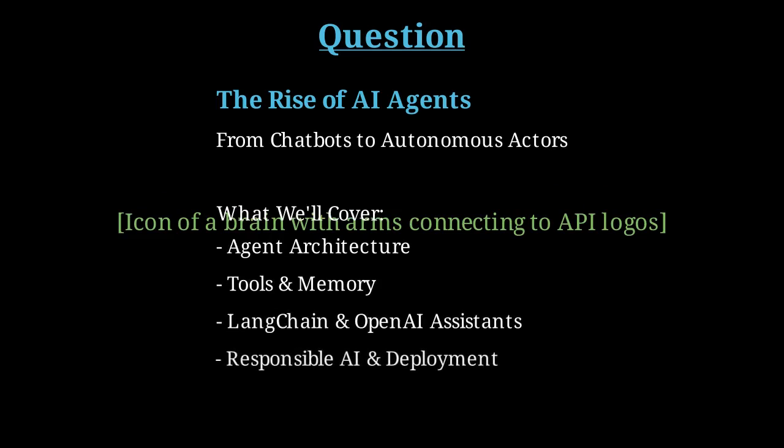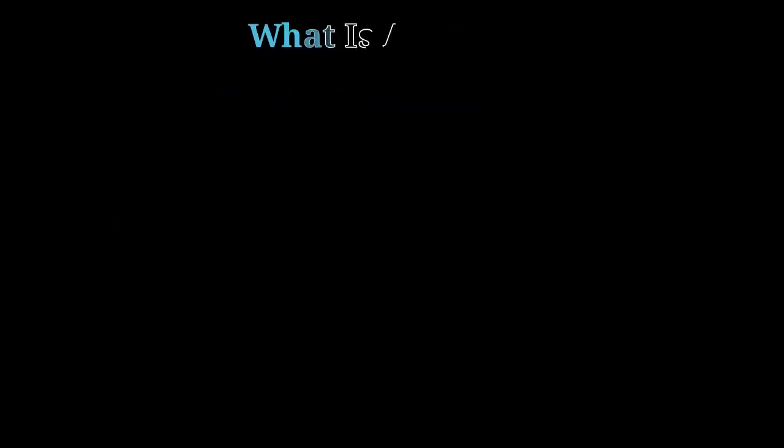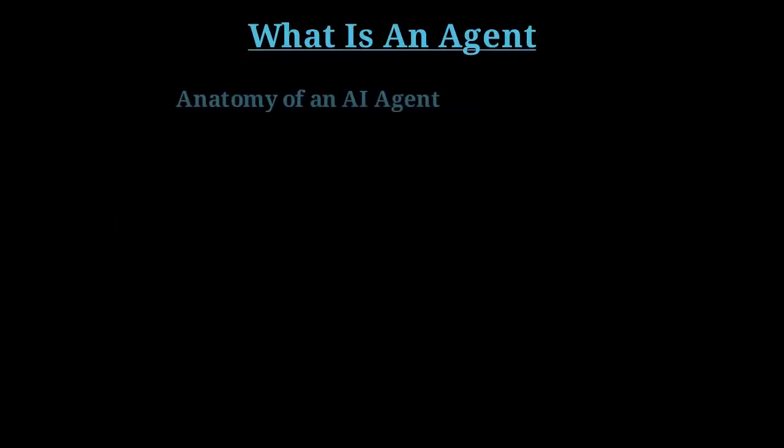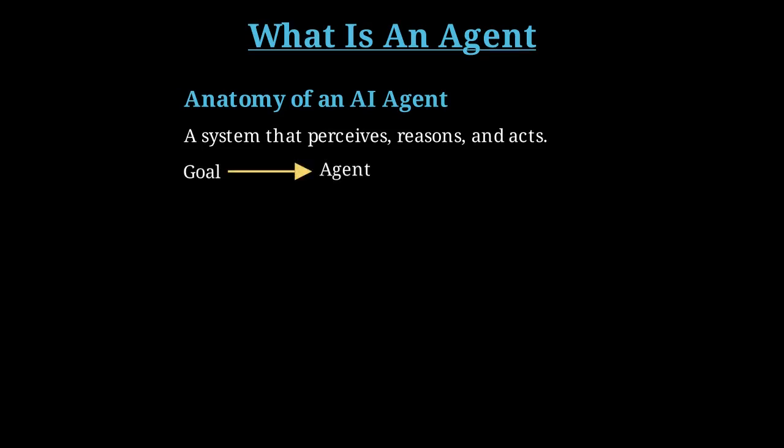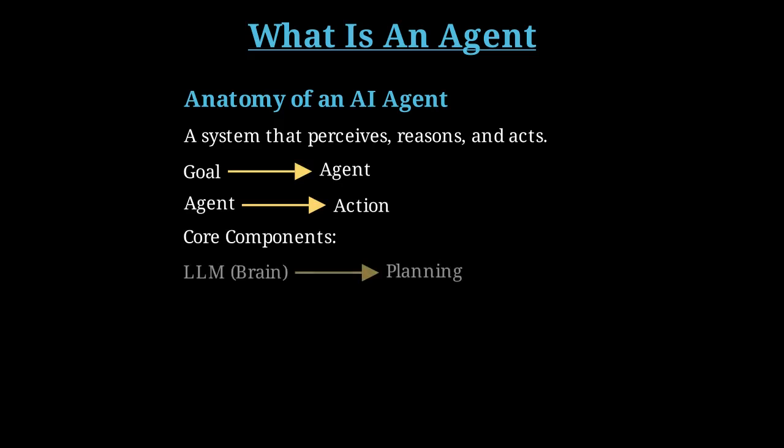In this video, we'll dive deep into the architecture of modern AI agents, exploring everything from their core components and memory systems to the frameworks used to build them, the critical importance of responsible AI, and how to deploy them into the real world. So, what exactly is an AI agent? At its heart, an agent is a system designed to perceive its environment, make decisions, and take actions to achieve a specific goal. Think of it like a digital employee you can delegate tasks to.